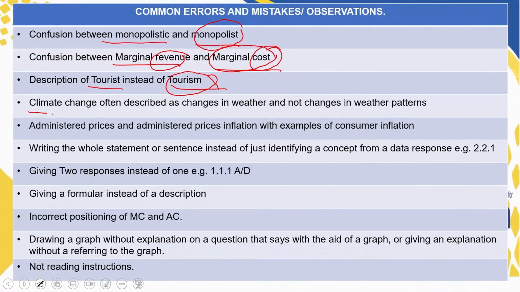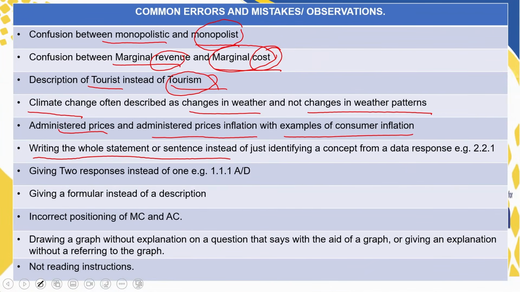We also have climate change. When you are asked to briefly describe climate change, most learners say it is changes in weather. That is climate change, instead of saying changes in weather patterns. So we need to be careful when we are describing these concepts. Also, administered prices inflation is often confused with consumer inflation. So please be careful when you are describing administered prices or administered prices inflation.